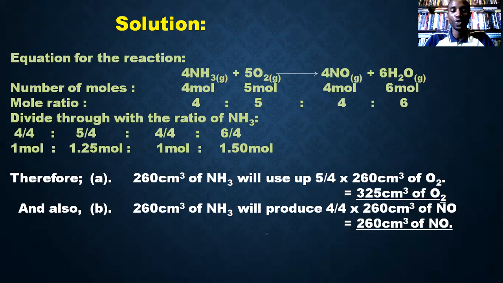Then the volume of nitrogen 2 oxide produced, if you divide it, it is going to give you the same number as the ammonia that was used, because it is the same volume of ammonia used that was also produced as nitrogen 2 oxide. So it will give you the same. That is how to do that.